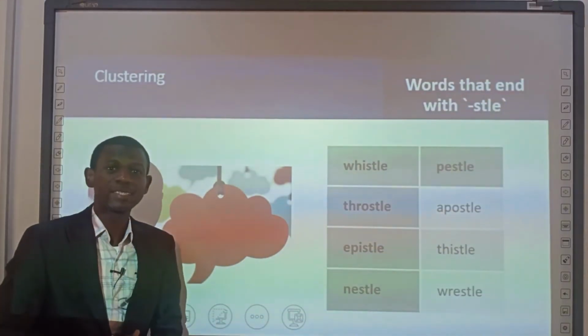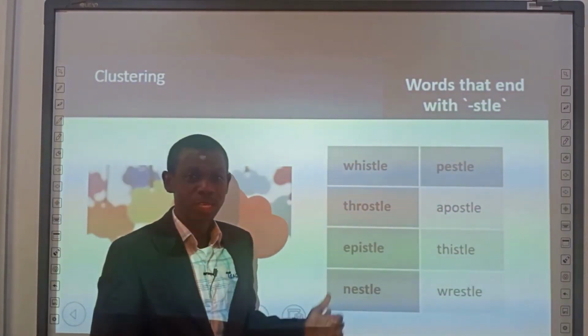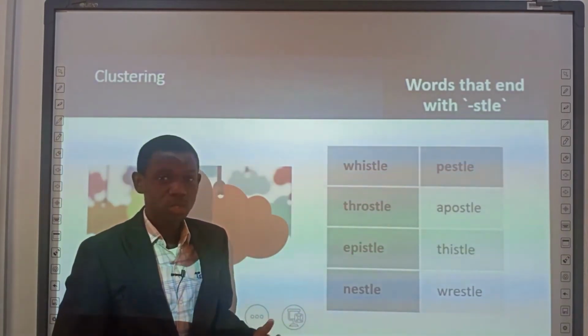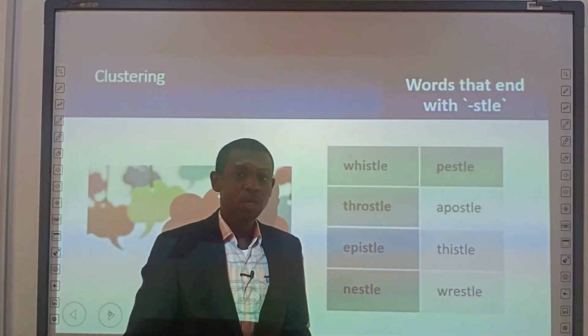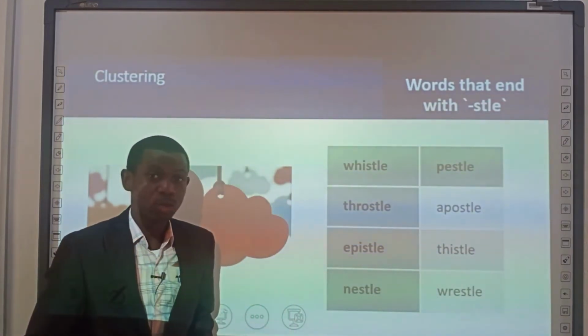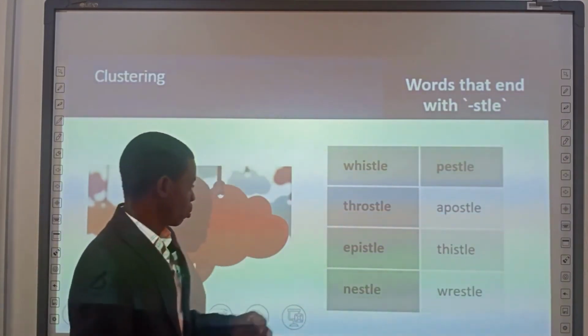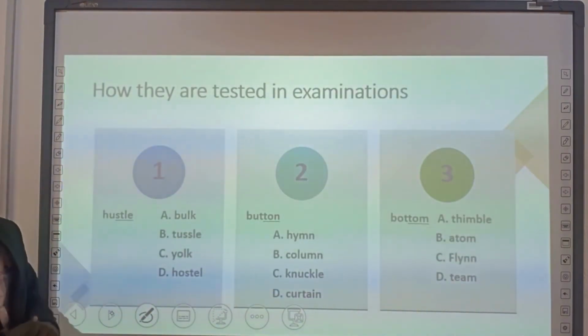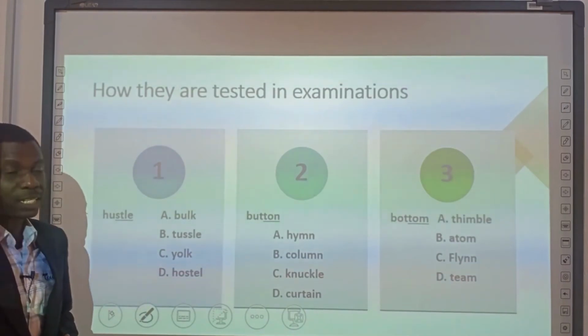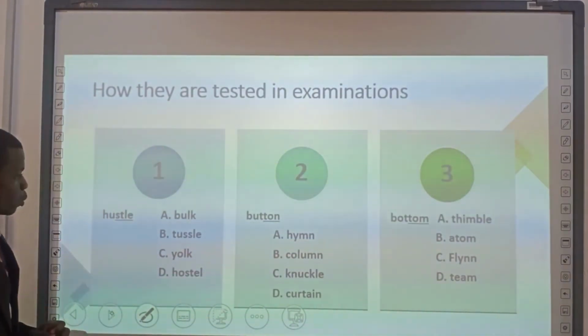All right, welcome back. Yes, I think I also learned that too: it's not "whistle" with a T, it is whistle. It is not "pestle" with a T, it is pestle, then throstle, apostle, epistle, thistle, nestle, and wrestle. So I think we are finally there now, how they are tested in our examinations. Now let's look at it this way.